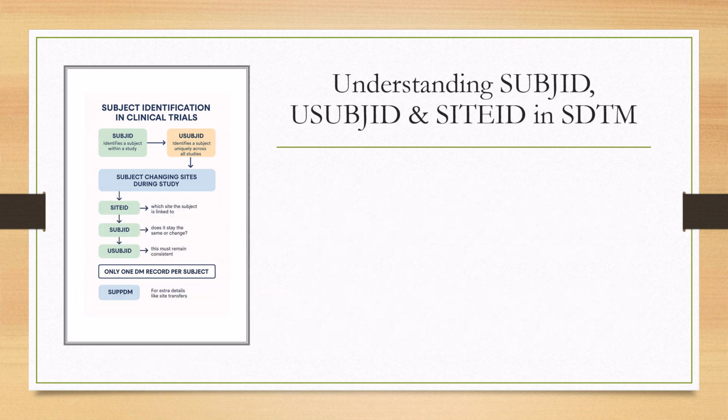Now let's talk about a more complex scenario. What happens if a subject changes site during their trial? Maybe they move from site 1 to site 5 due to relocation or logistics. As a sponsor, you need to decide how to manage the site ID, subject ID, and unique subject ID. Importantly, only one record should appear in the DM domain per subject, even if they change site.